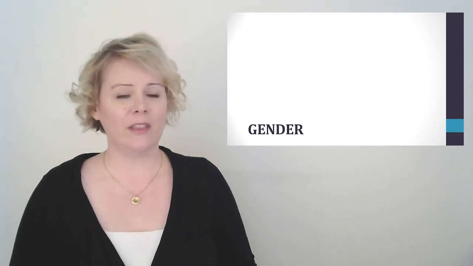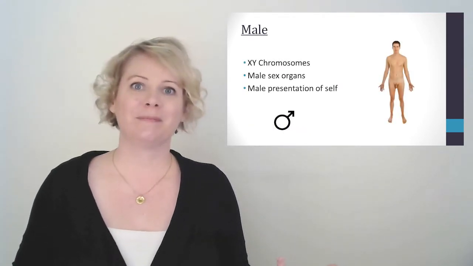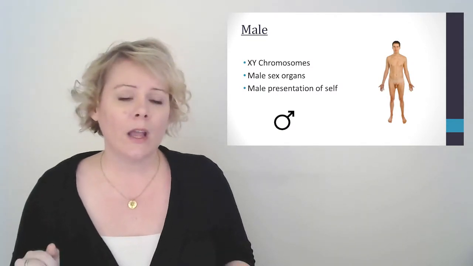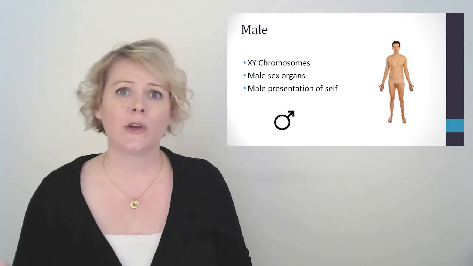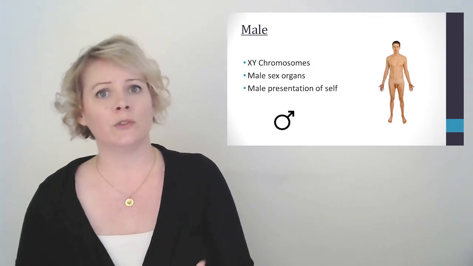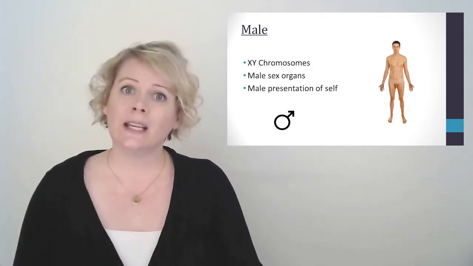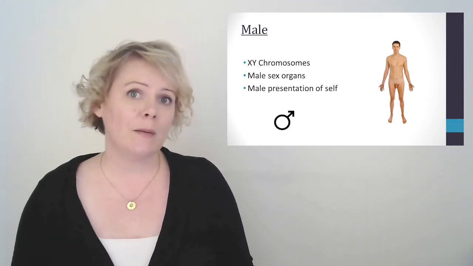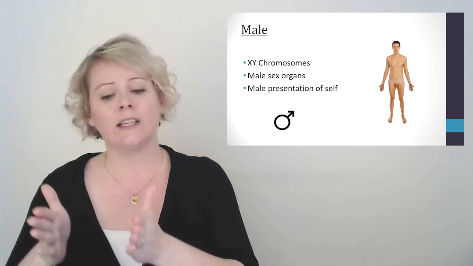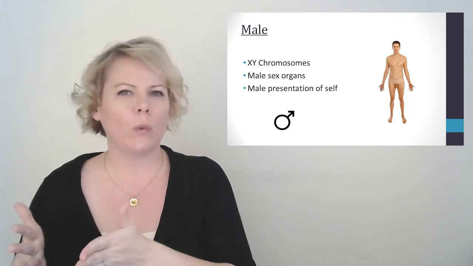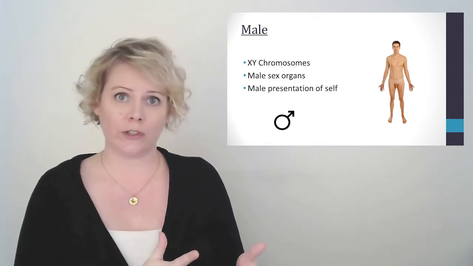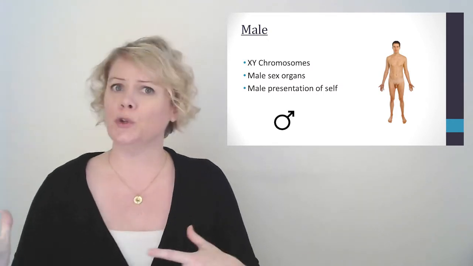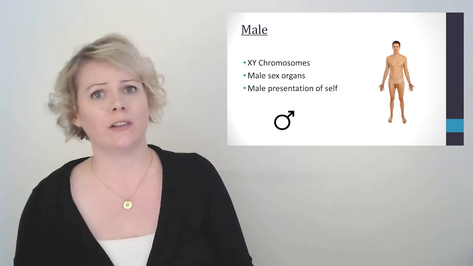So the first option that we often see, male. Probably about 49% of the world's population is male. Typically, we're going to see XY chromosomes, we're going to see external organs, we're going to see internal organs. But again, often in sociology, we talk about presentation of self. And what that means is, are you dressing and acting and moving and looking in a way that your society expects from your gender? So for instance, in America, do you have short hair? Do you wear dark collars? Do you drive a truck? Do you have a beard?